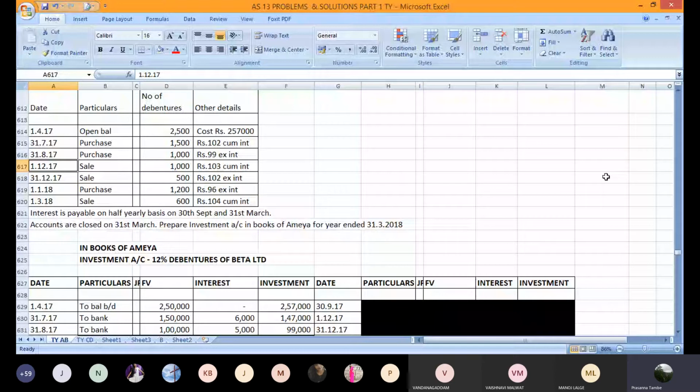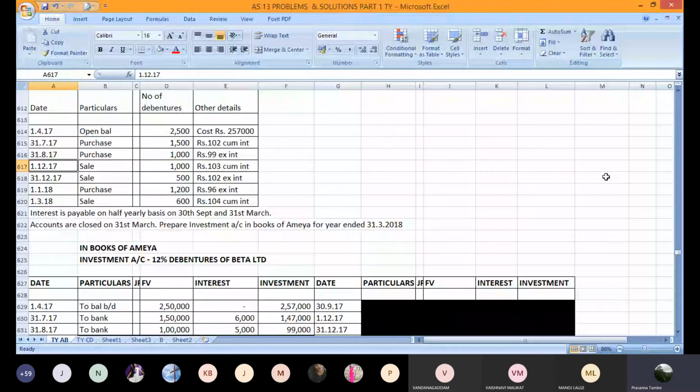5,000 debentures. 5 lakhs. Yes, 5,000 debentures. 5 lakhs is a face value. That's right. If you see the face value column, opening balance was 2.5 lakhs. There are two purchases, 150 and 1 lakh respectively. If you add it up, your total face value as on date is 5 lakh rupees.